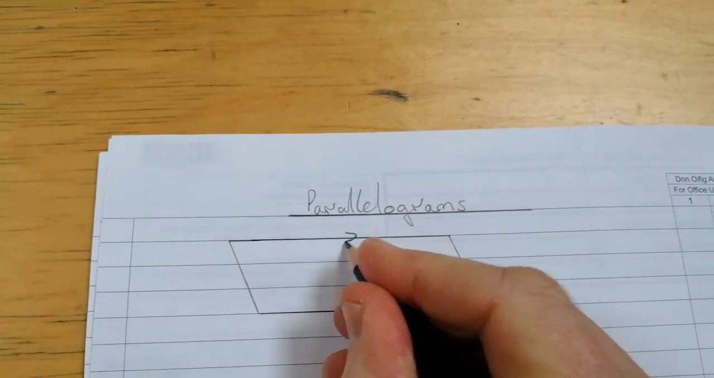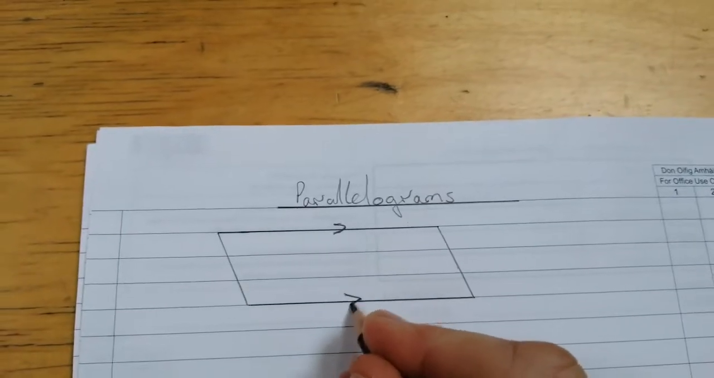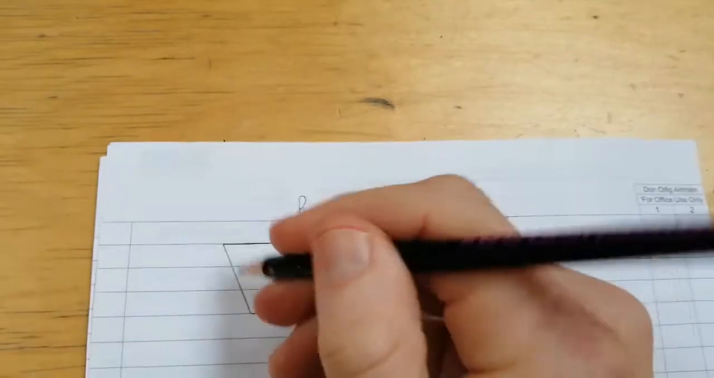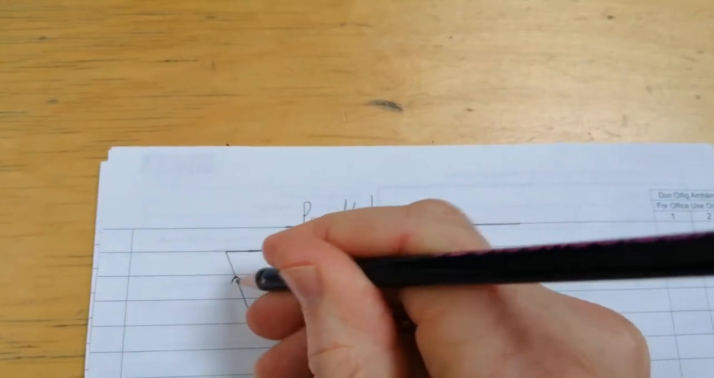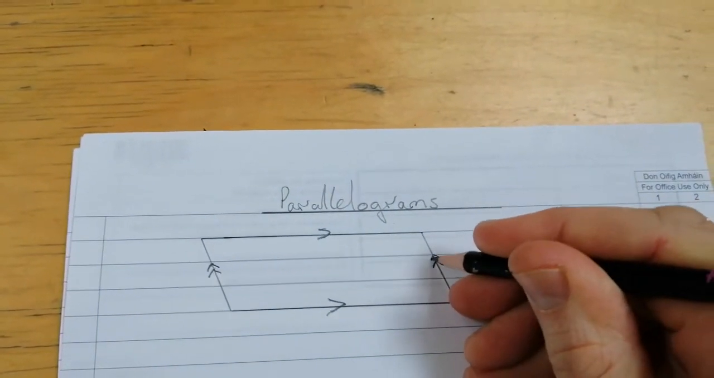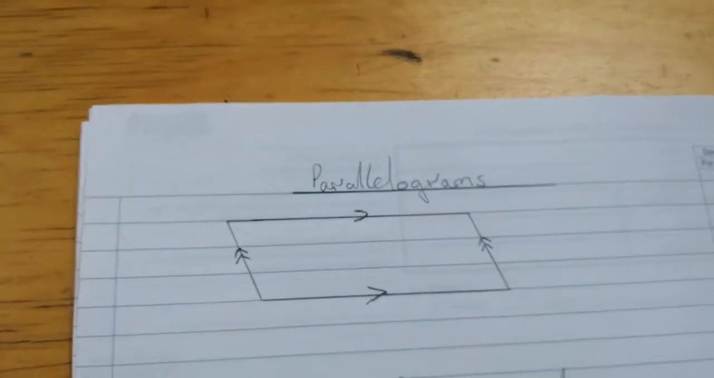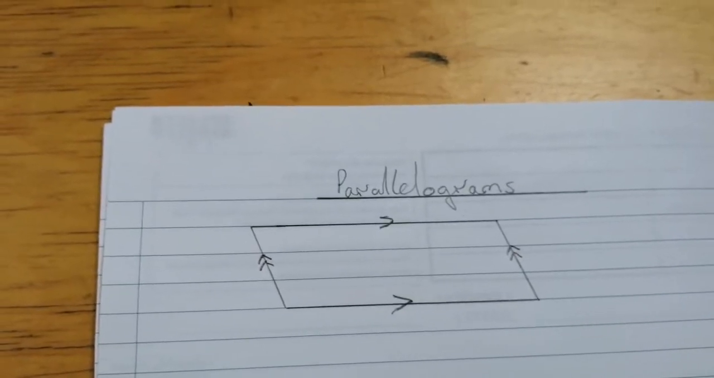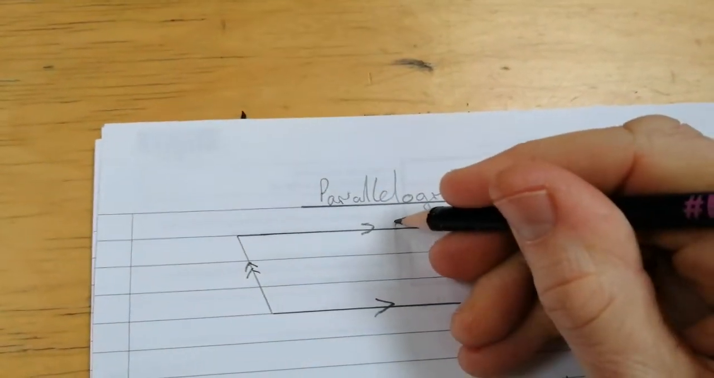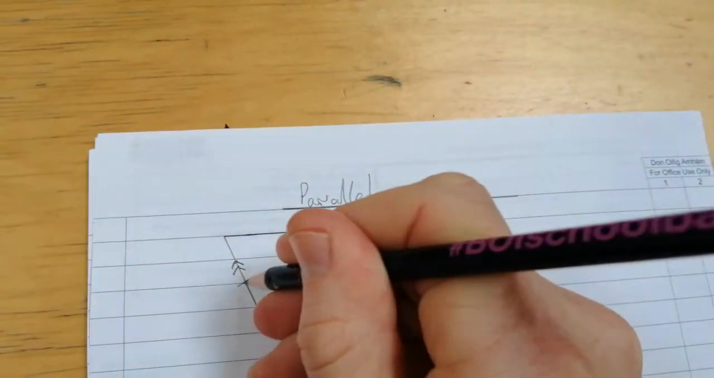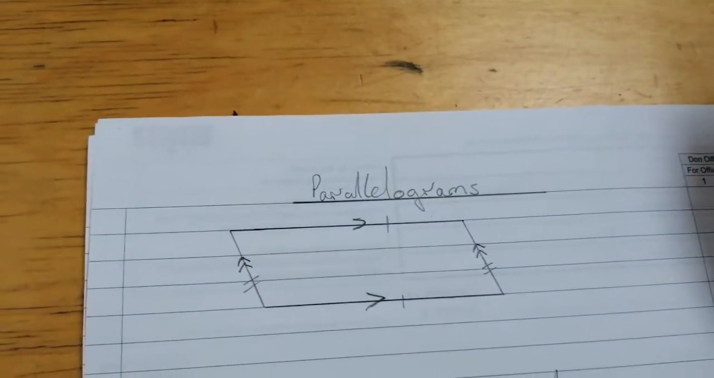So we can use this kind of symbol to show that the opposite sides are parallel to each other. And if these are parallel, then these two sides are also parallel to each other. So that's the first thing. The second thing with parallelograms is that opposite sides are equal in length. So this length is equal to this length, and this is equal to this length.